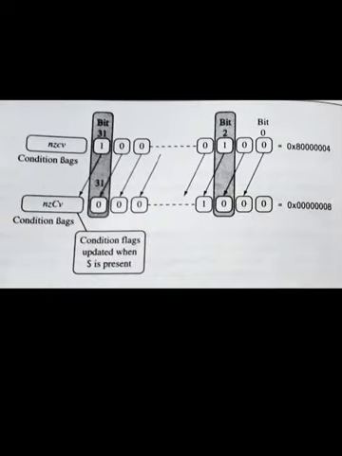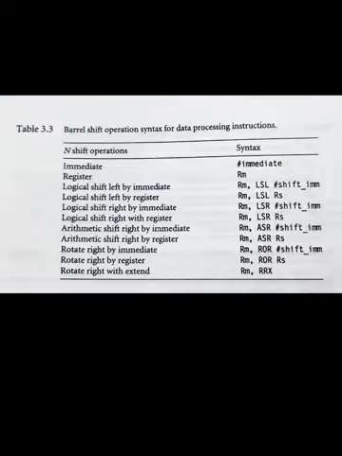This figure shows the logical shift left by 1. There is x and n, the register being shifted, where x represents the register being shifted and y represents the shift amount. In Table 3.3, the barrel shifter operation syntax for the data processing instruction, the N shift operation and the syntax are shown.